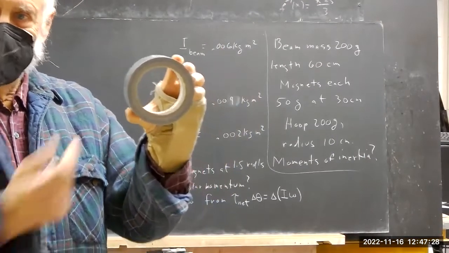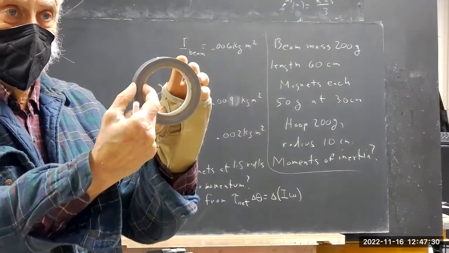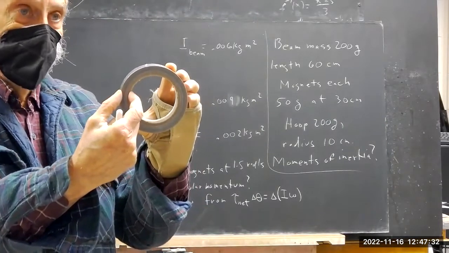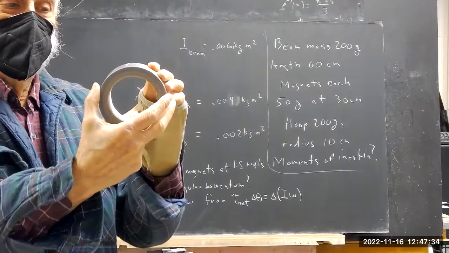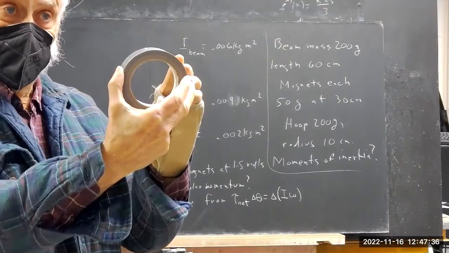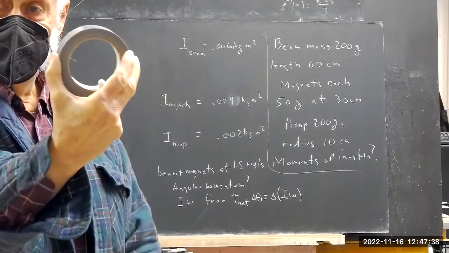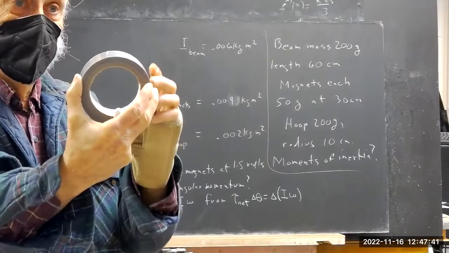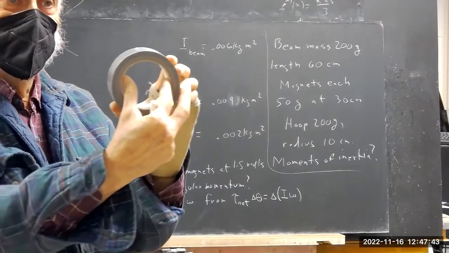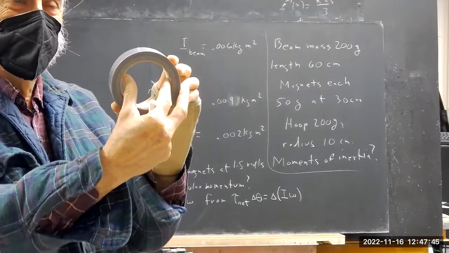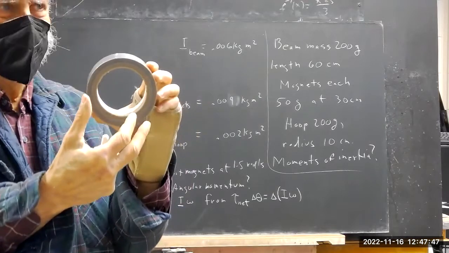That's not really a hoop because it's got some significant thickness. We could get the moment of inertia by doing 1/2 mr squared for the whole radius and subtracting the 1/2 mr squared for the part that isn't there. But it's not really okay.